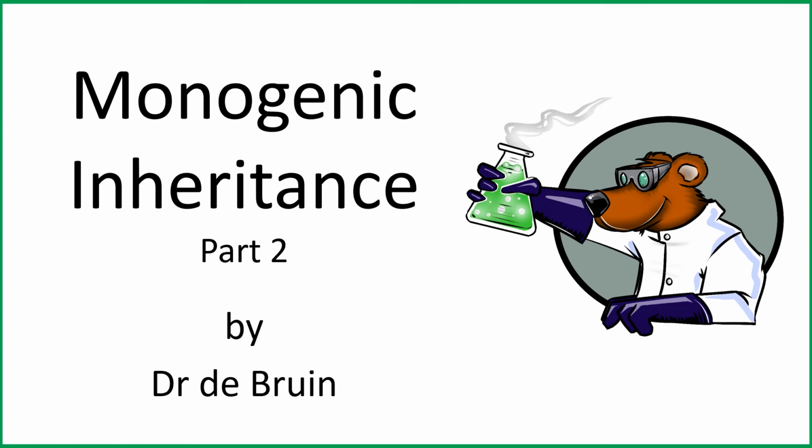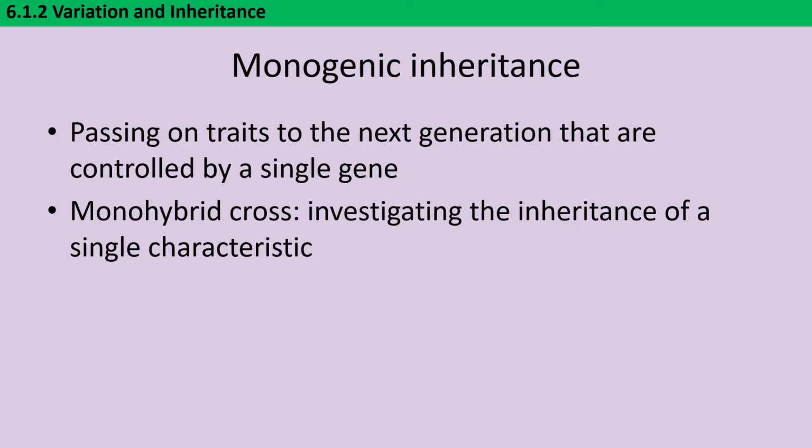This is the second of two videos covering the A-level biology topic of monogenic inheritance and monohybrid crosses. In part 1 we learned some new vocabulary and recapped how to draw a simple Punnett square. And in this video we're going to look at how this can be complicated by multiple alleles, codominance and sex-linked traits. A trait is monogenically inherited if it's controlled for by a single gene.